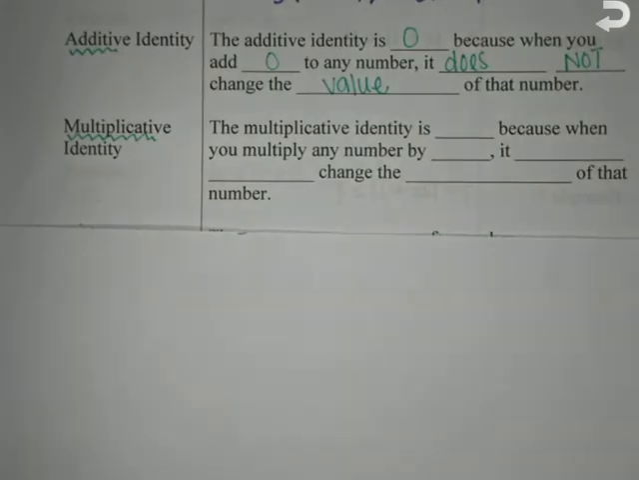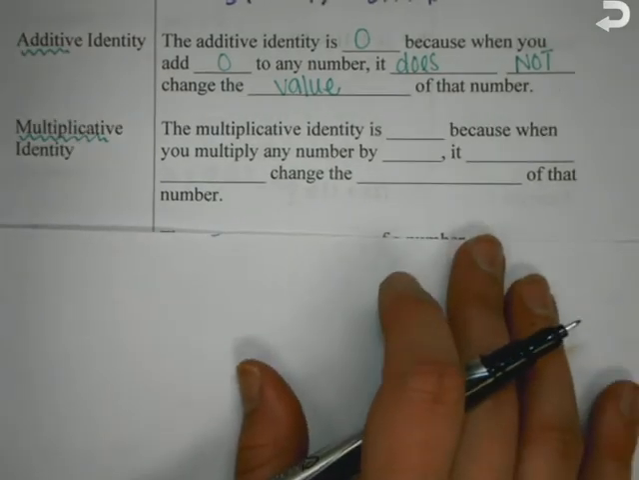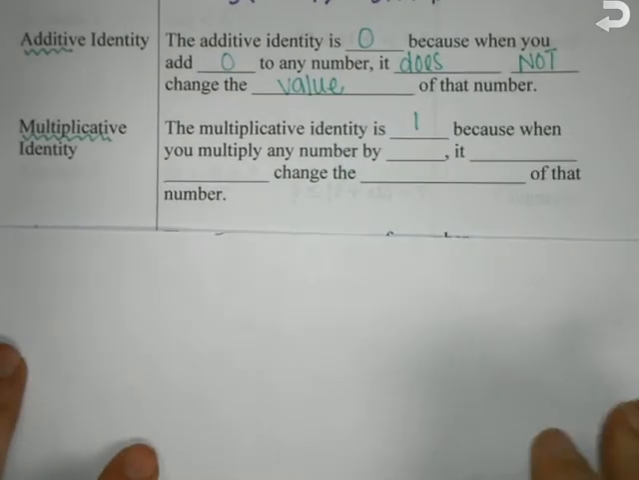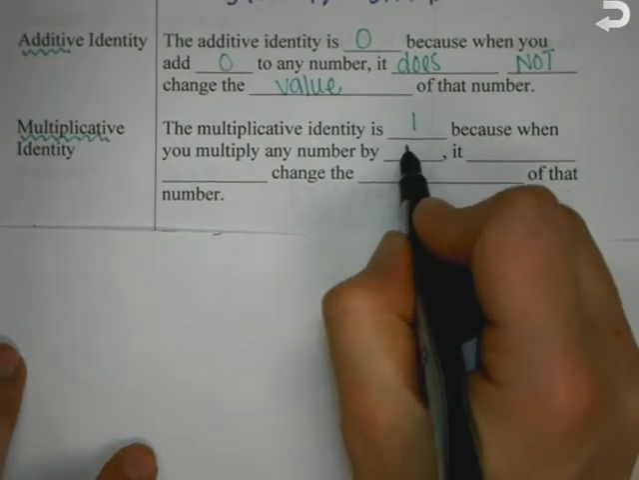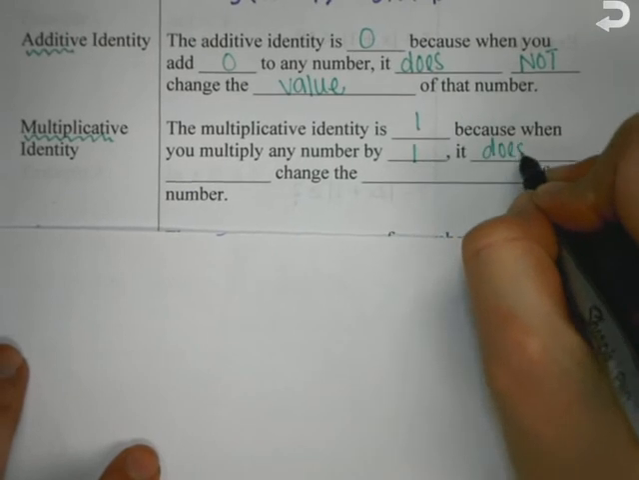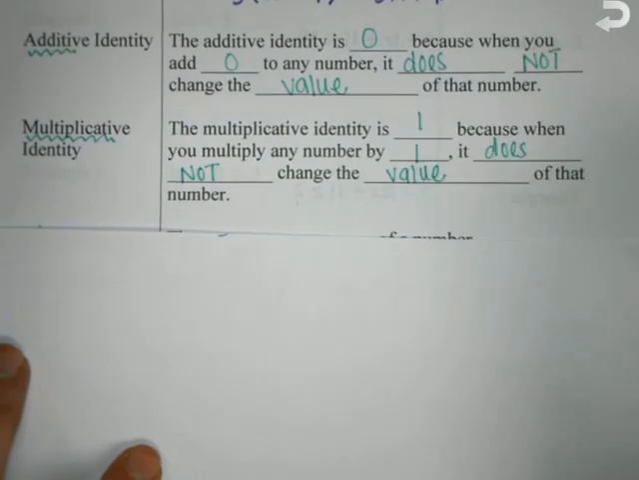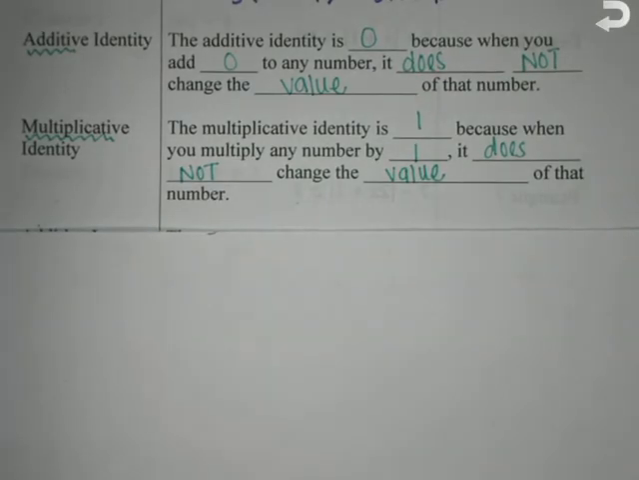So what do you think the multiplicative identity would be? Good. 1. The multiplicative identity is 1 because when you multiply any number by 1, it does not change the value of that number. So identity means we are not changing the value. Okay? So for addition, that would be 0 because we can add 0 to anything and you get the same answer. For multiplication, that would be 1 because you can multiply anything by 1 and still get the same answer, right? So identities do not change the value.